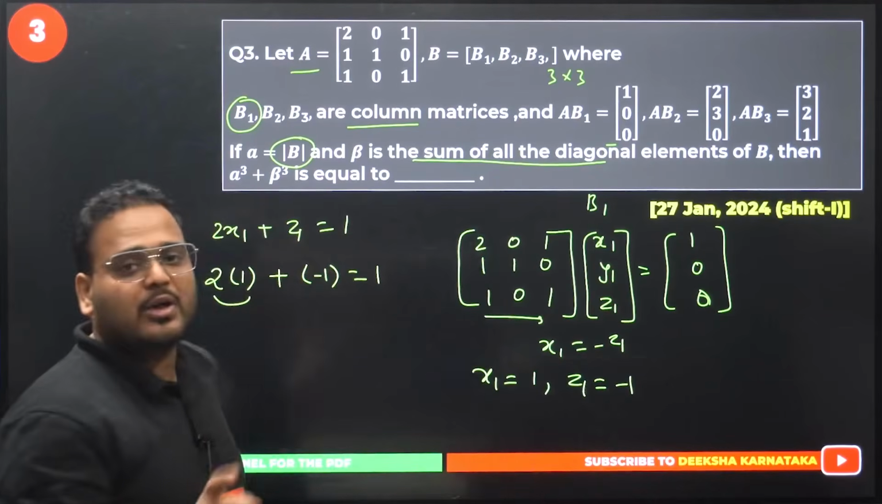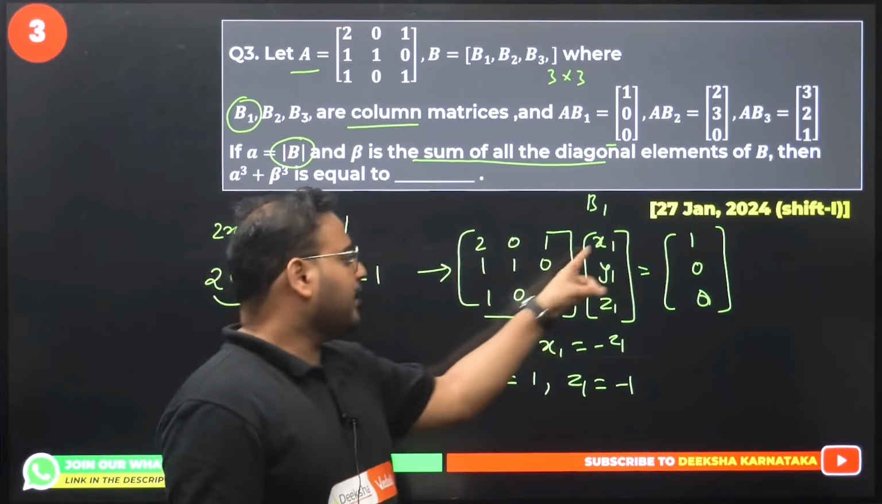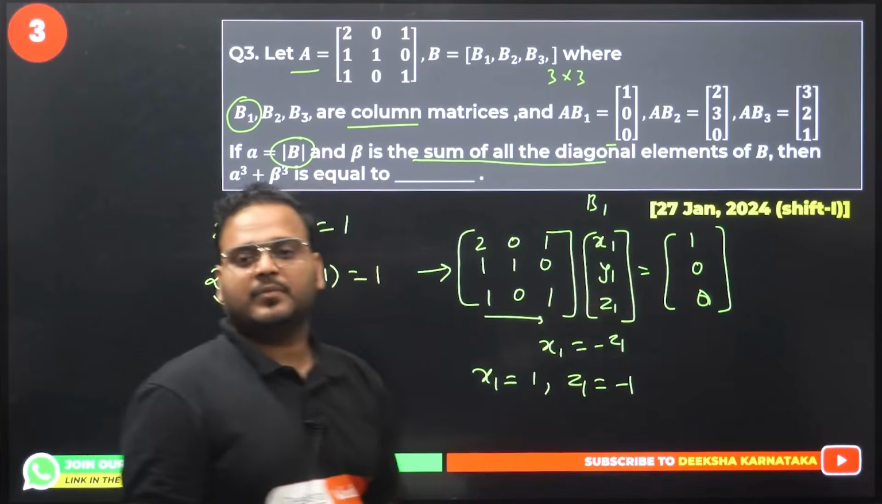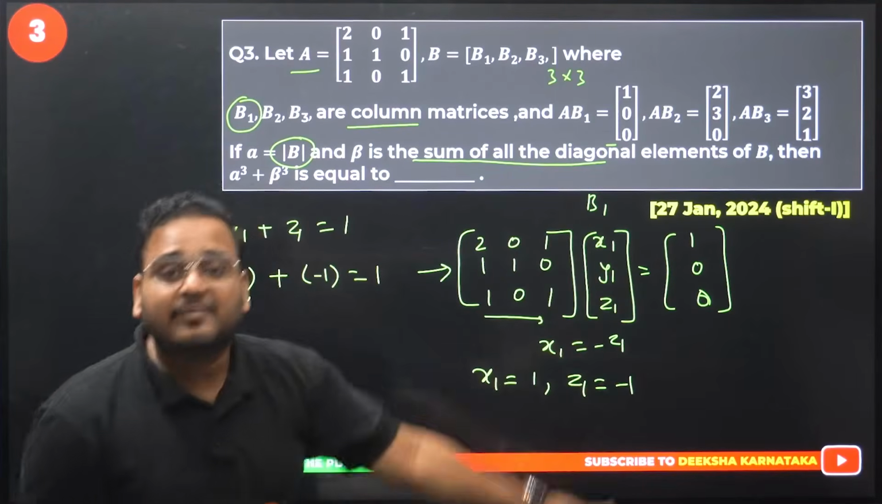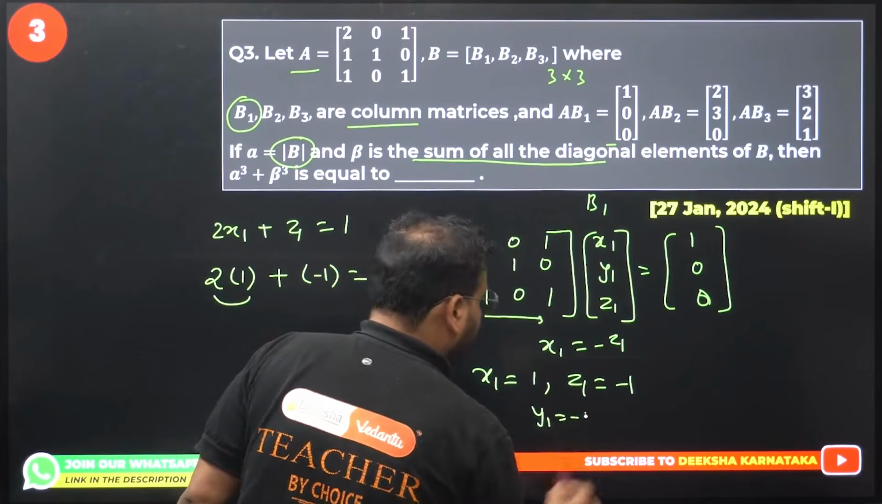Now how about y1? Apply the same approach in the second row: 1 into x1 plus y1 equals 0 again. It means x1 and y1 are again opposite in sign, so your y1 will also become minus 1.